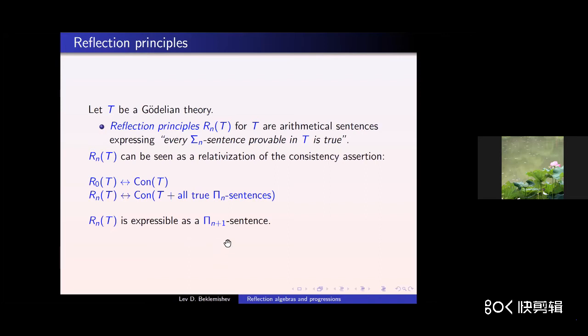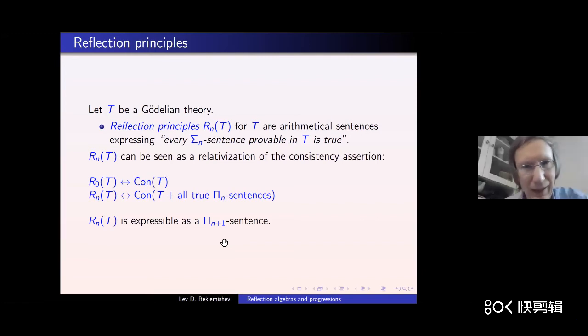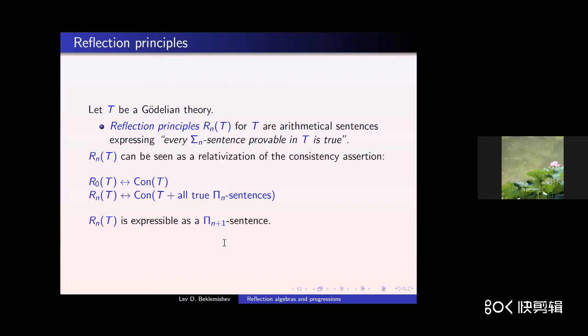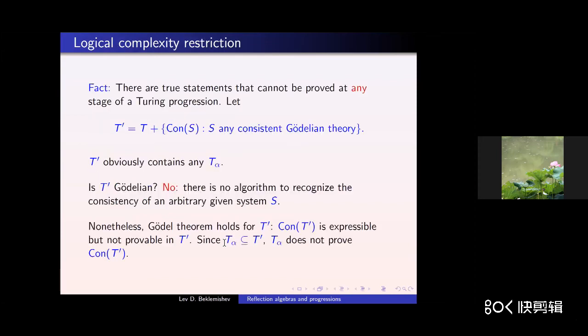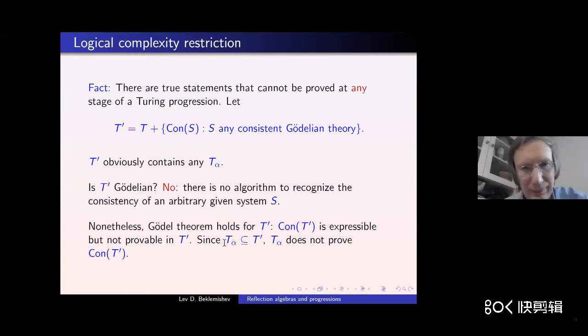By the way, could you explain more about the ordinal notation in Turing's theorem? Yeah, this is the first question. Second question, what is the upper bound of the Turing progression? There should be an upper bound, right?